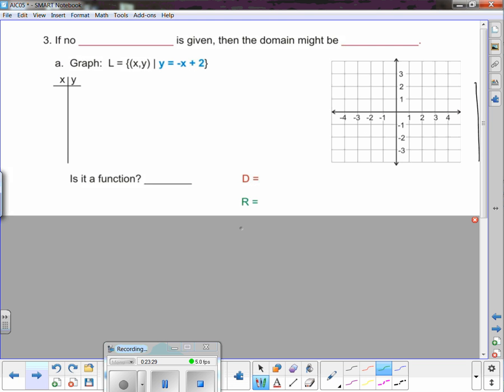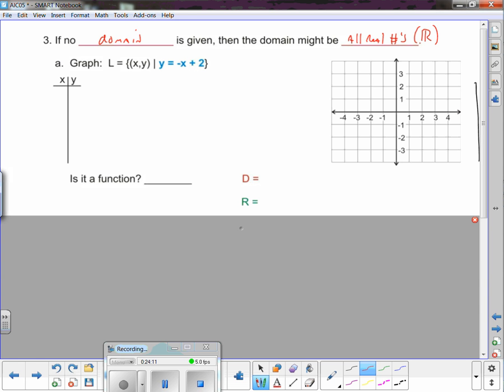All right, number 3. My time is quickly wasting away. All right, what happens if no domain is given? Then the domain might be all real numbers. And that's how you have to treat it. If no domain is given, then the domain is all the real numbers. And I'm going to put the symbol here, right? Say, what in the world? I have to graph forever? Thankfully, no.